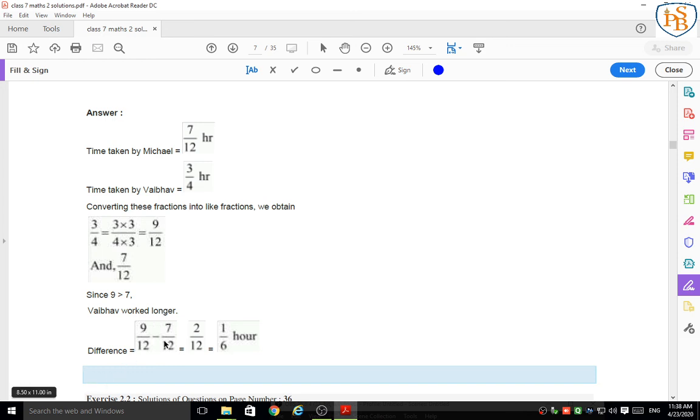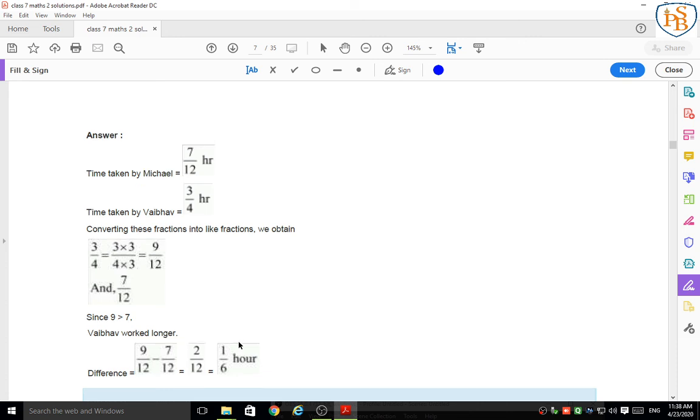That is 9 upon 12 minus 7 upon 12. So 9 minus 7 is 2 and the denominator is 12, that remains the same. And we have to reduce that fraction, that is 2 ones are 2 and 2 sixes are 12. So what is the difference? That is 1 upon 6 hour. So Vaibhav worked longer, 1 upon 6 hour longer than Michael.